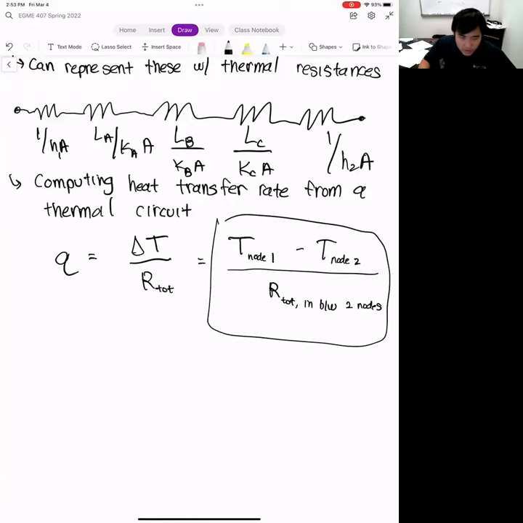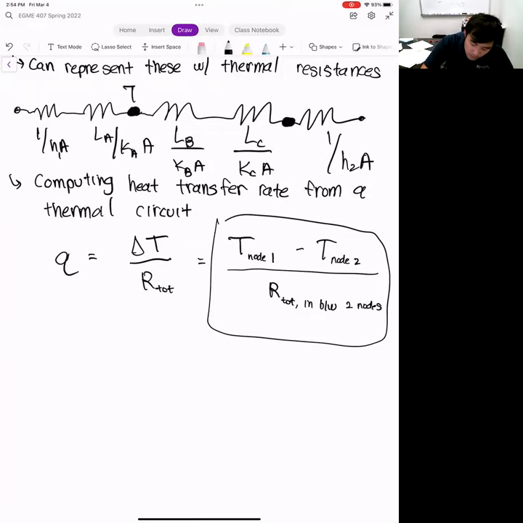All right. So what do I mean by that? Basically, what this means is that you can choose any 2 points on the circuit, and you can use this formula to compute the heat transfer between them. Let's say, for instance, that we want to compute the heat transfer rate between this location here that I'm drawing with my stylus, and this location right here.